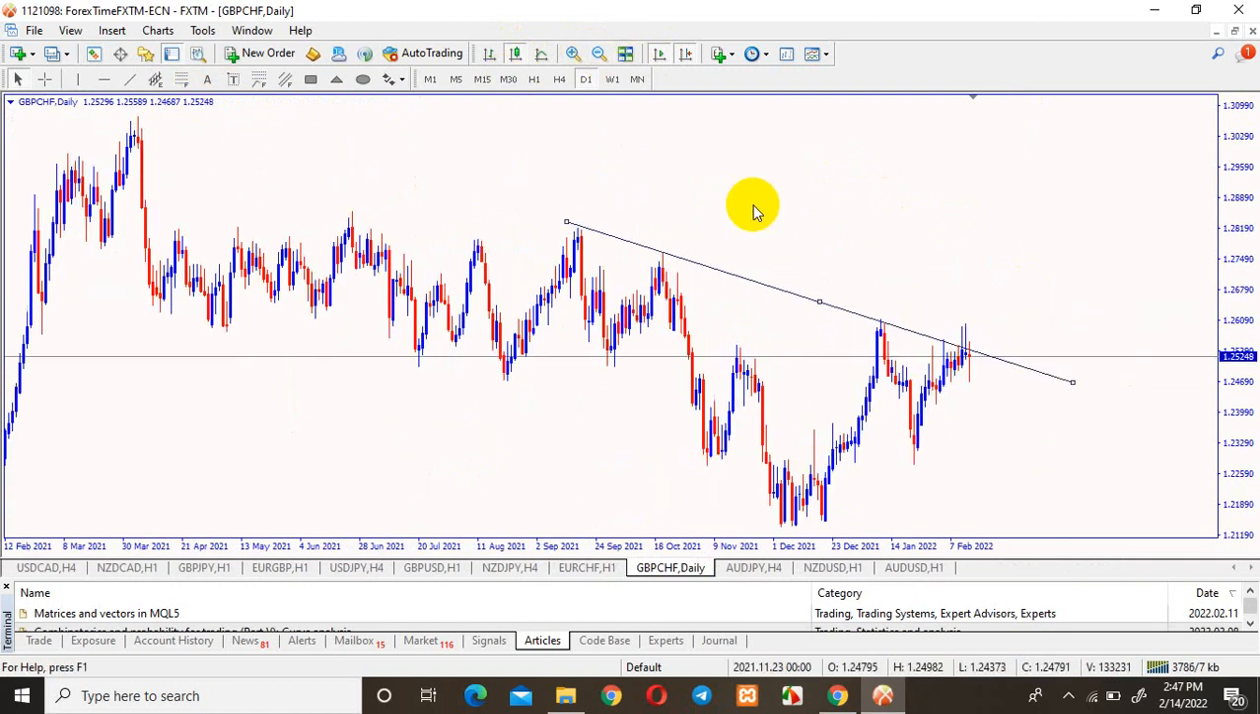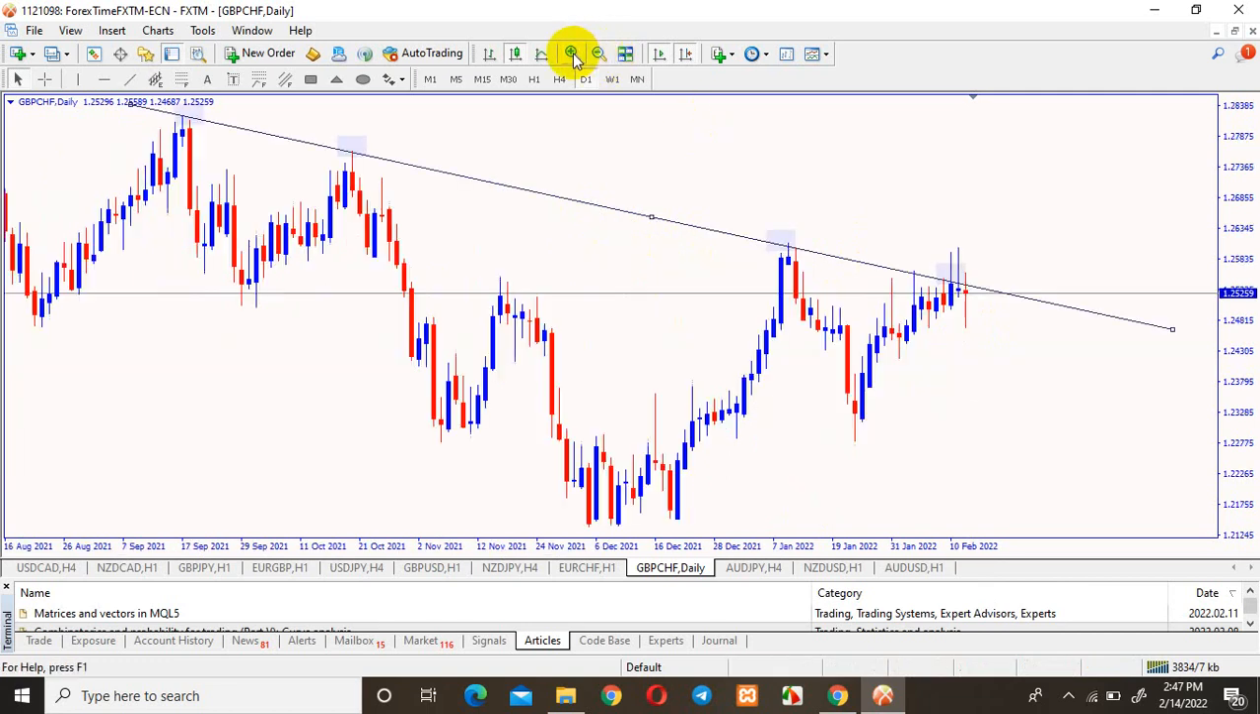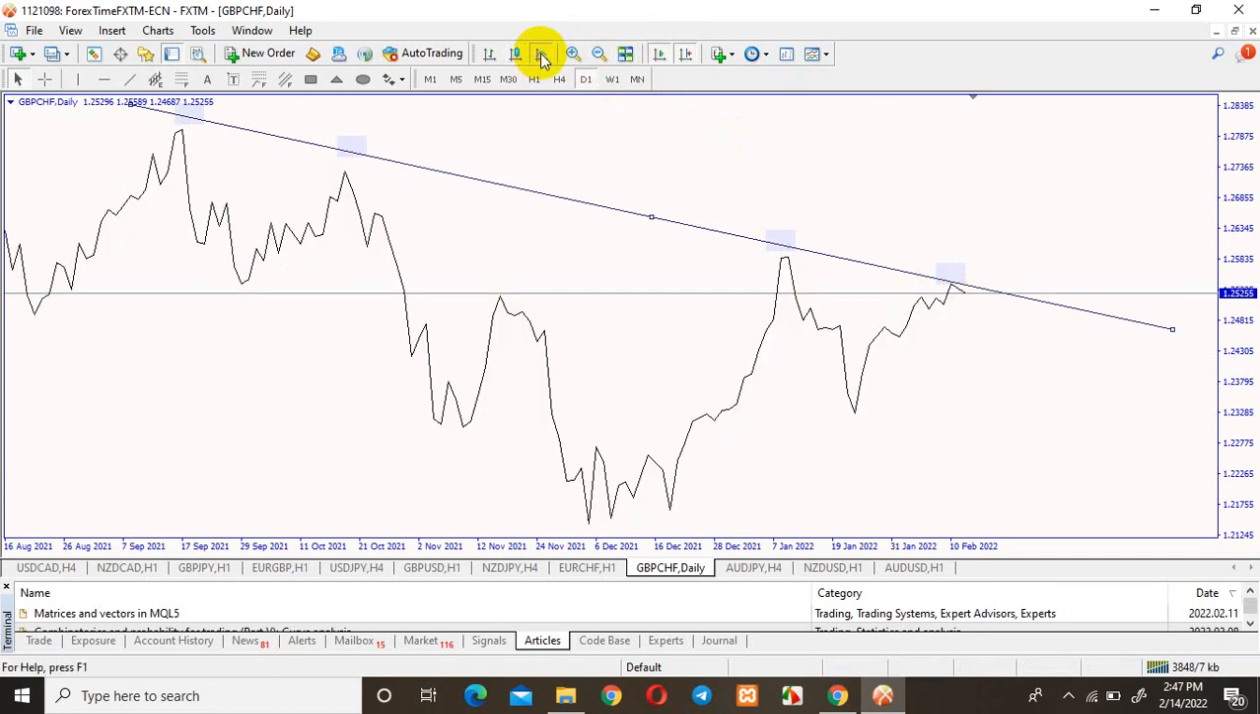GBP CHF. So what is this telling us? If you look closely, we see that price has tested here, and on the daily you can see price actually broke out, and there was huge rejection for 2 days. There is a rejection of price there. Okay, let's go this way.